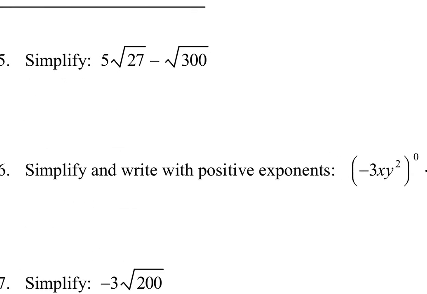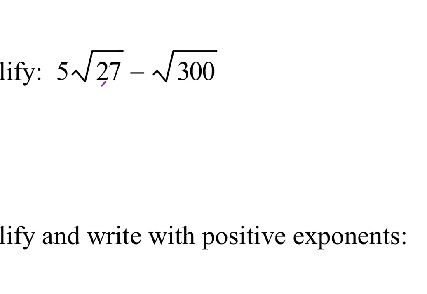Two radicals here. I'm going to break them apart. So 27 is 3 and 9, which is 3 and 3. There are 2 3s. One comes to the outside. That's 15, and the 3 is left underneath.